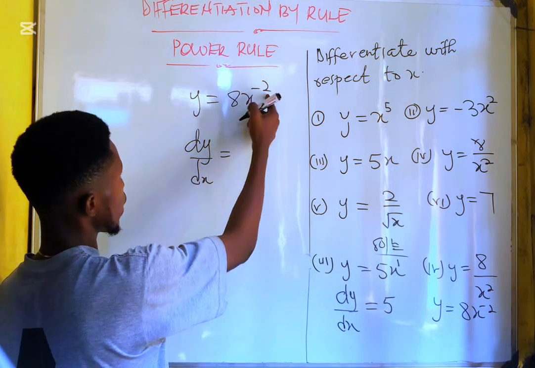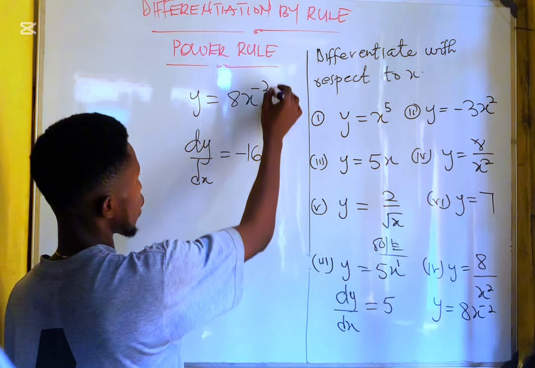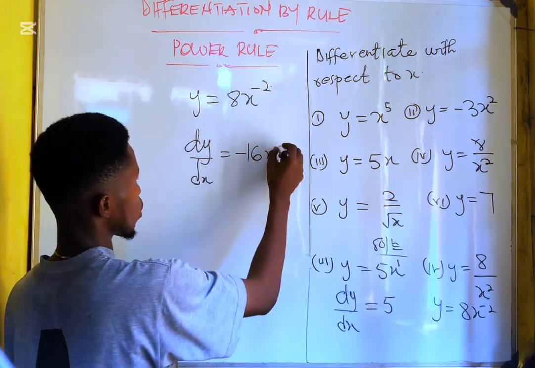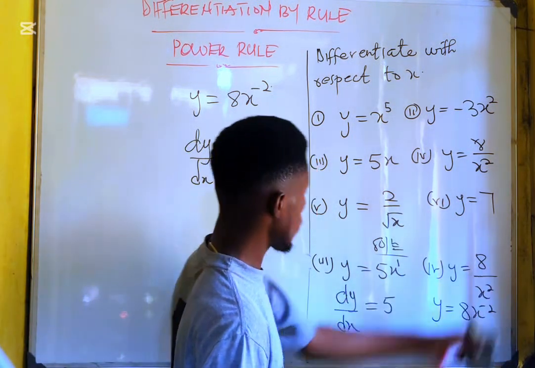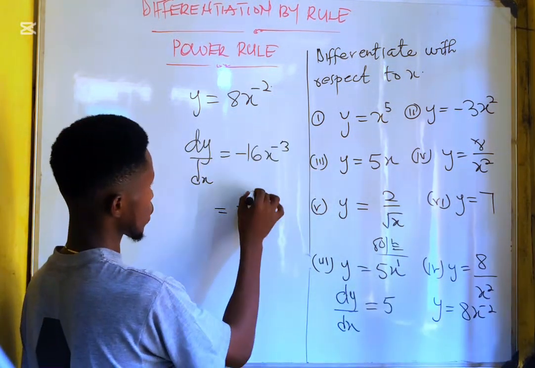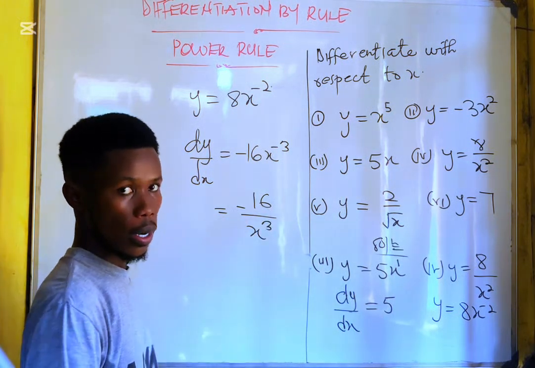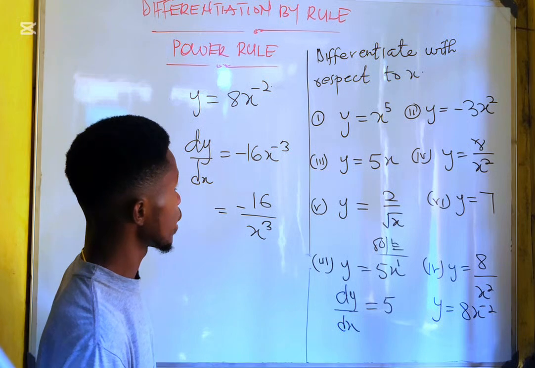So the negative 2 multiplied by this will be negative 16x to the power. Now if I subtract 1 from this, it becomes negative 3. Okay, so here will be negative what? 3. Because the question was given to you in the form of a fraction, you leave your final answer as negative 16 over x cubed. Is that okay? It's negative here, so when it moves down it becomes x cubed. All right.